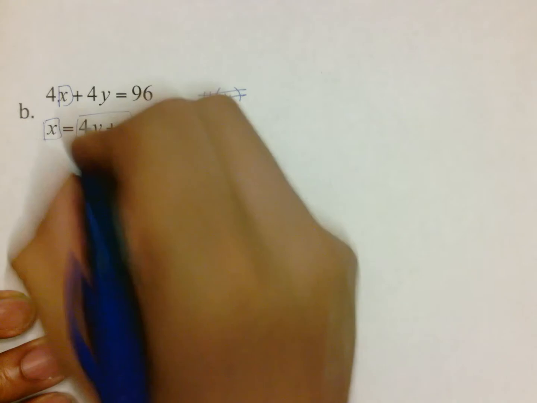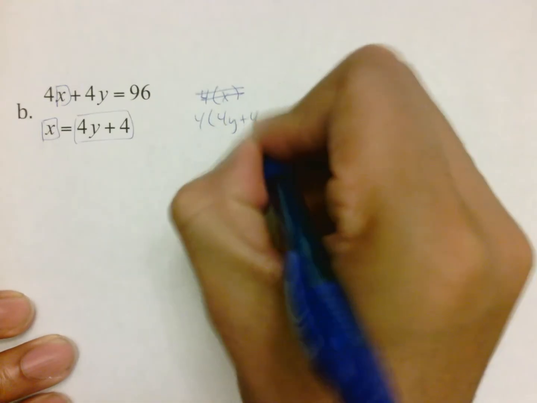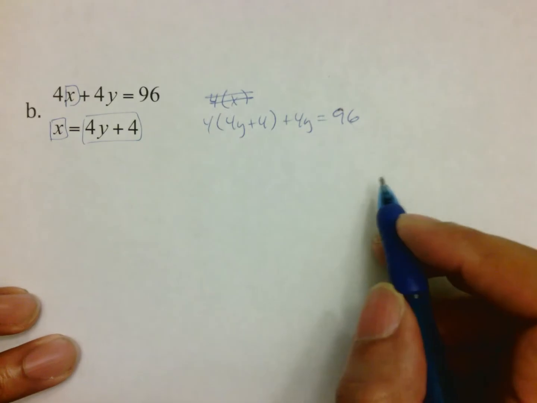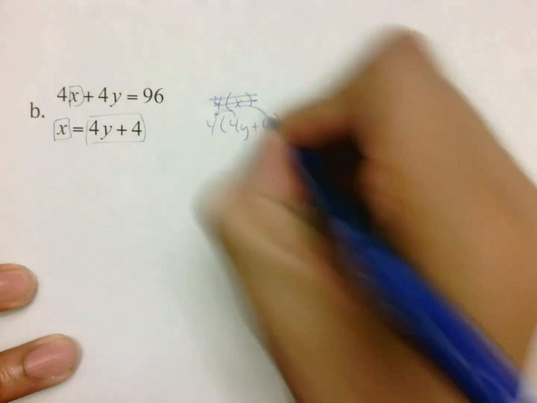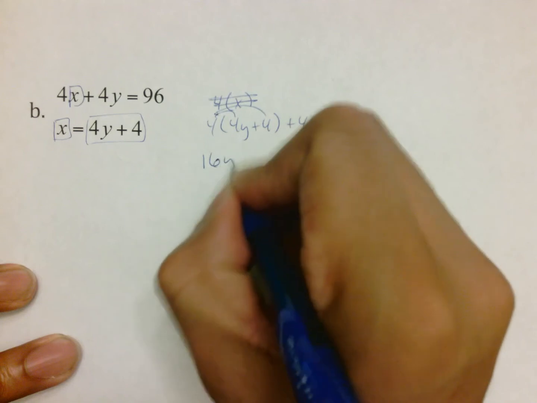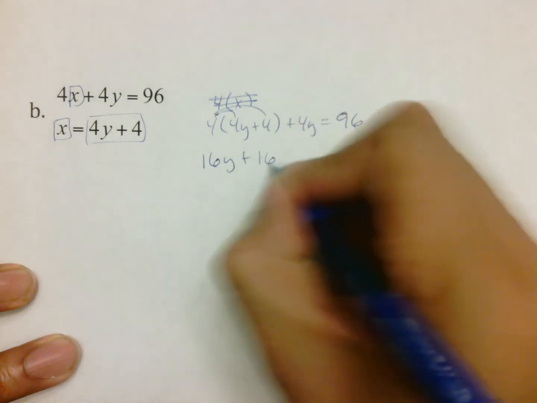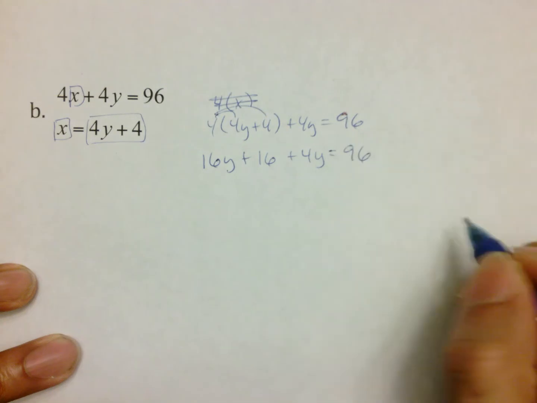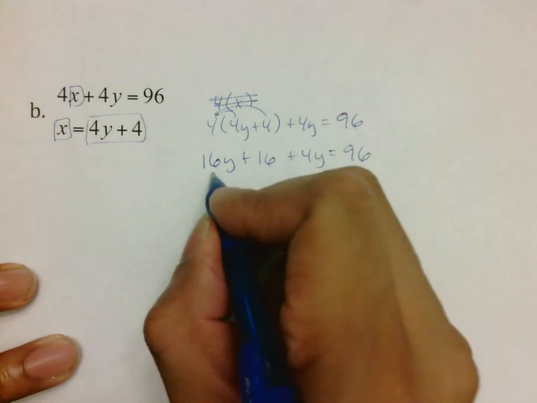So this turns into 4 times 4y plus 4 plus 4y equals 96. Again, this is where your work starts today. But you must now distribute. 4 times 4 is 16y. 4 times 4 is 16. It's a lot of 4's in this problem. Plus 4y equals 96. Once again, you see how it's repetitive.